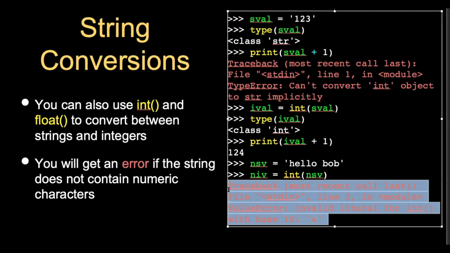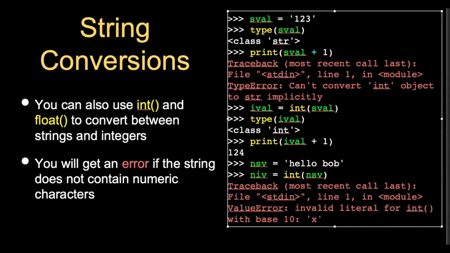Now, I can ask you to write a generic integer conversion function for Python. You can actually do this from scratch. If you don't have a numeric string, then this integer conversion is going to error out, okay? Any questions about string conversion?